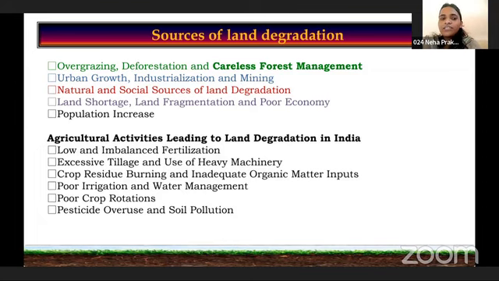Another factor is poor irrigation and water management, and poor crop rotation. In our agriculture system, many farmers are using the monocropping system, cultivating a single crop in their field for many years. This monocropping leads to inadequate crop productivity. So poor crop rotation is one of the factors that lead to land degradation. The excess use of fertilizers and pesticides also leads to soil pollution. So these are the different agriculture activities leading to land degradation in India.